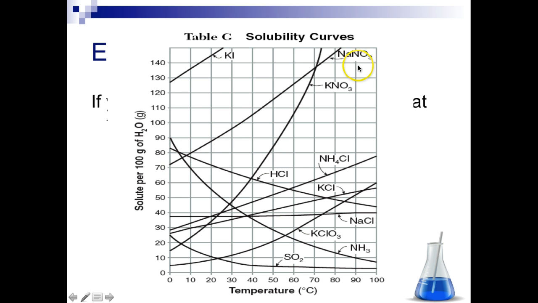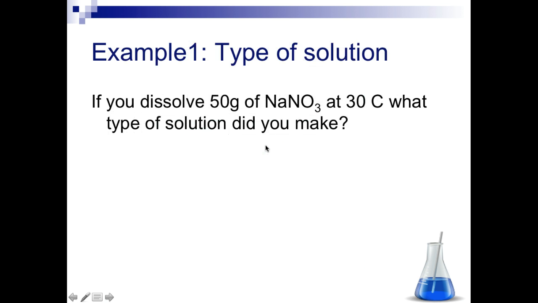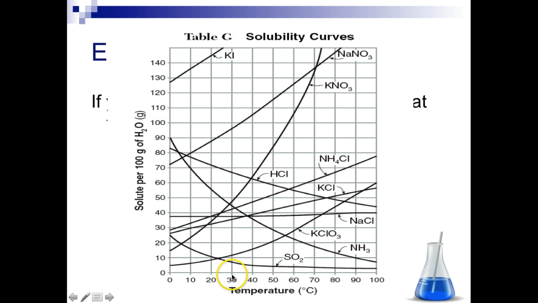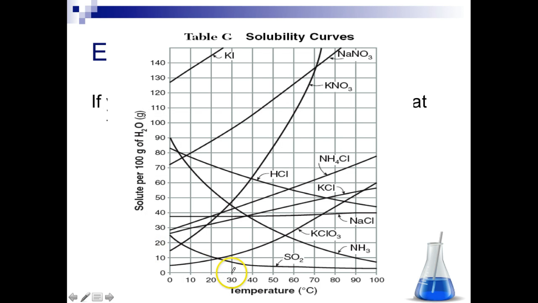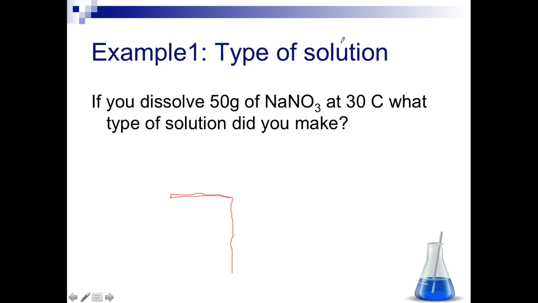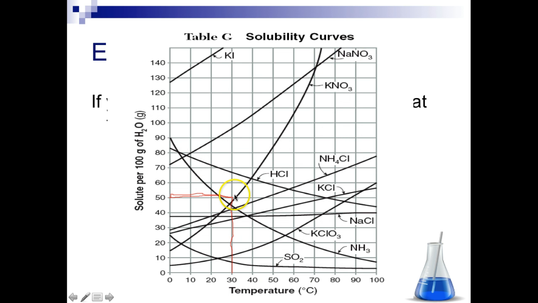Okay, notice how it's labeled as such. The next thing we need to look at is 30 degrees Celsius. So 30 degrees Celsius is here, and I'm looking at 50 grams. So when we look at this, we're going 30, and we're going to go all the way up to 50, which is over here. Okay, so 30 and 50. If we look at this, I am underneath the NaNO3 line. Since I am underneath the NaNO3 line, this is an unsaturated solution.